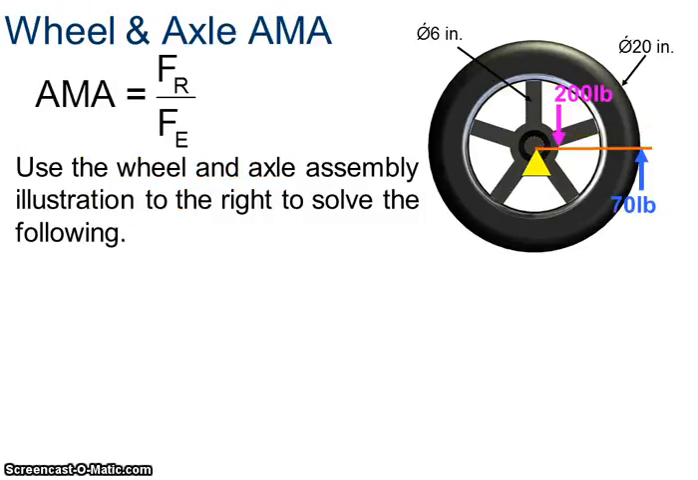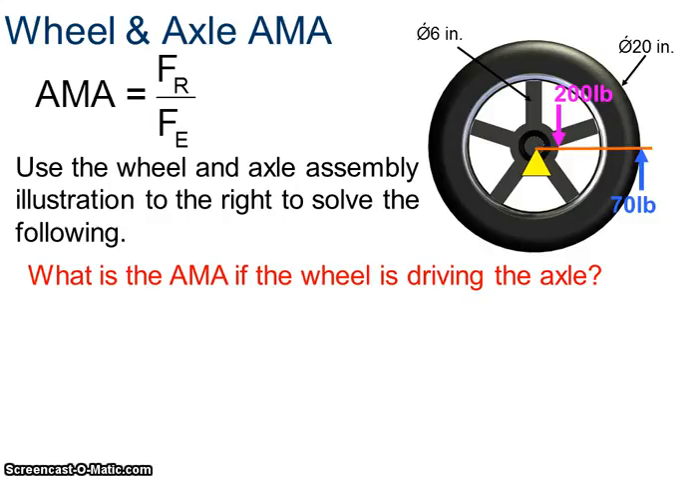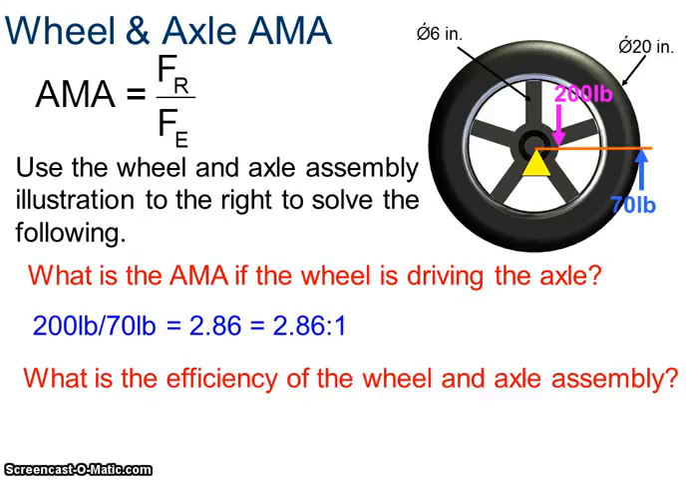So now we want to see our AMA. And our AMA is going to be the exact same equation that we've seen for levers and inclined planes, which is FR over FE. So the AMA of the above situation, if the wheel is driving the axle, so if we're looking at it as a steering wheel situation, then the wheel is driving our axle, the wheel is our effort, and the axle is our resistance. So we want to put our resistance force, which is going to be that 200 pounds, over our effort force, which is the 70 pounds, and we're going to get 2.86 as our actual mechanical advantage.